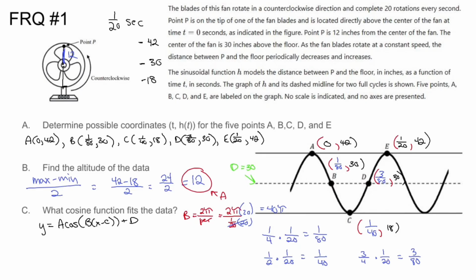Since I'm not shifting left or right because this is a cosine, and a positive cosine starts at the very maximum, I'm in good shape. C is going to be 0. So let's put this together. Y equals A, which is 12, cosine, parentheses, B, which is 40 pi, parentheses, x minus 0, so I wasted a little bit of time there, plus 30. So to clean this up and finish this problem out, y equals 12 cosine 40 pi, x minus 0 is just x, so I'll just put x there, plus 30.